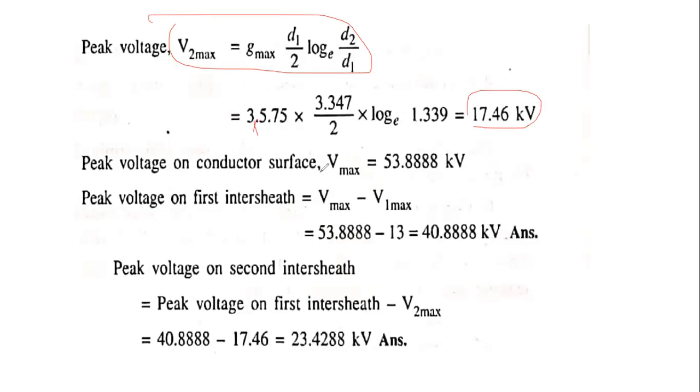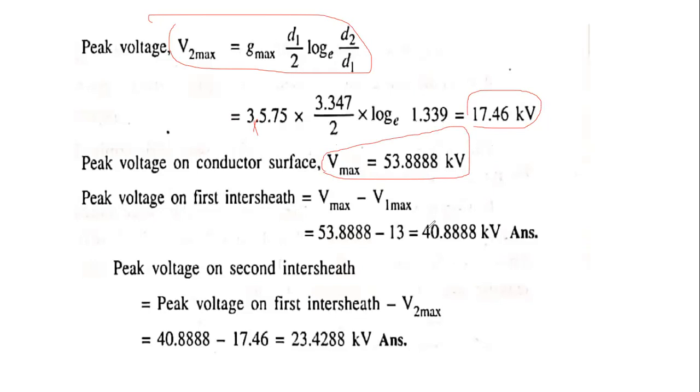Therefore the peak voltage, that is V max, is equal to 53.88 kilovolts. Next, the peak voltage on the first intersheath.